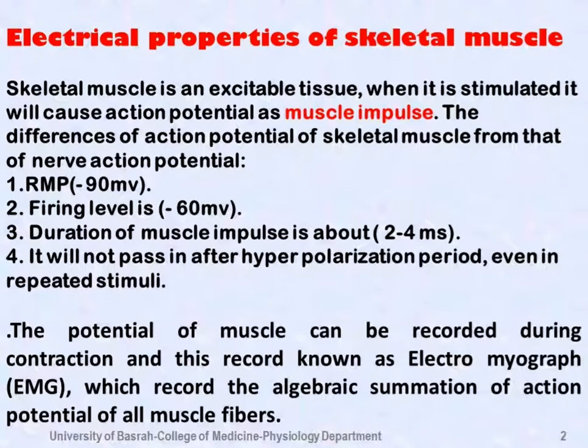Electrical properties of skeletal muscle. Skeletal muscle is an excitable tissue. When it is stimulated, it causes action potential. We call it the muscle impulse. The differences of action potential of skeletal muscle from that of nerve action potential.